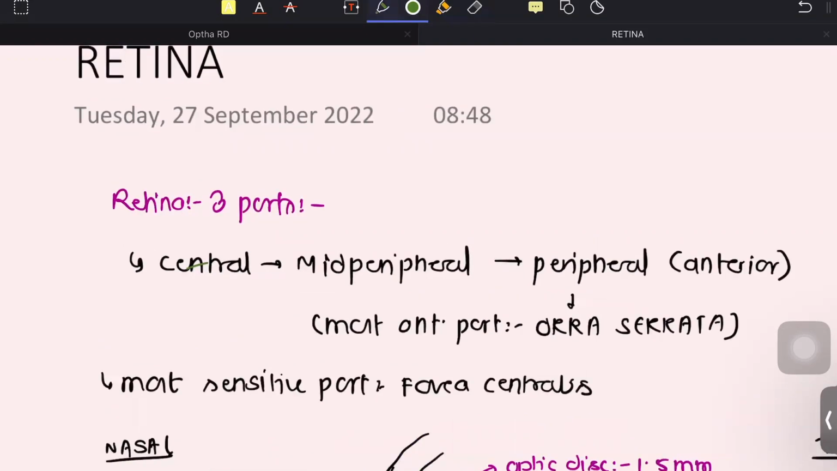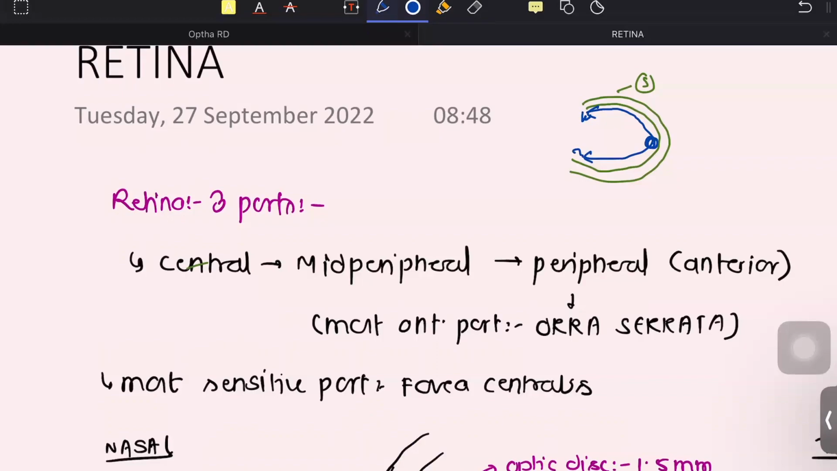So when we grossly divide the retina into two important parts, as we see in this diagram, the outer part is the sclera. Inner to the sclera is the choroid, and inner to the choroid we can see the retina. The retina extends from the optic disc centrally and goes peripherally towards the ora serrata. The terminating point of the retina is also called the ora serrata.